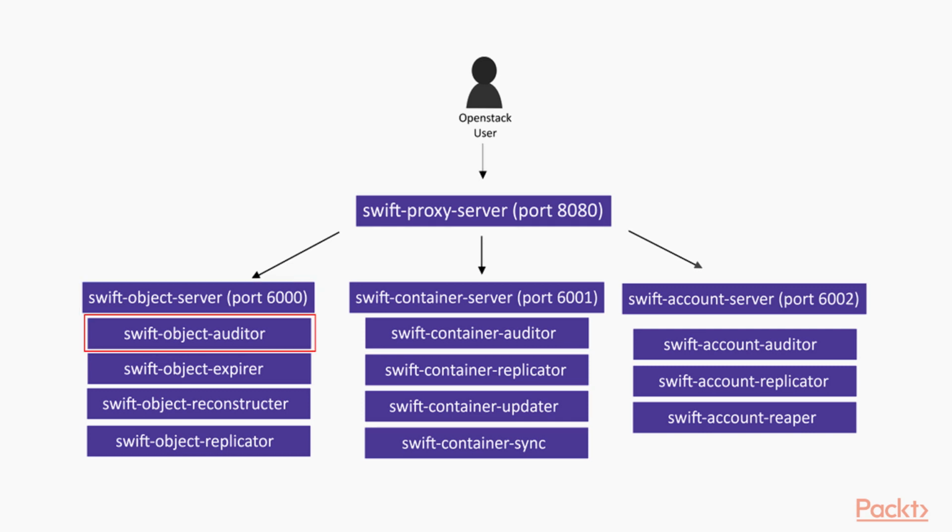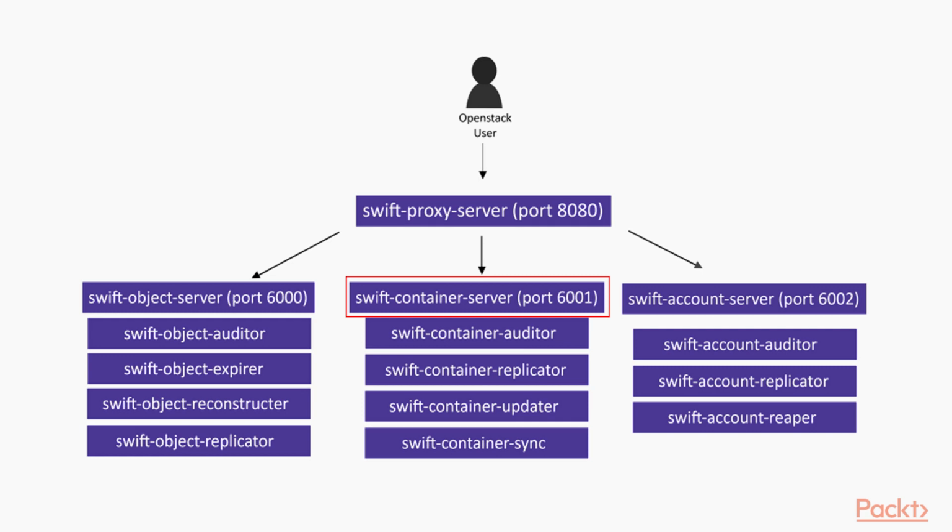Next is Swift Object Auditor. This crawls the local object systems, checking the integrity of objects. Swift Object Expirer offers scheduled deletion of objects. Swift Object Reconstructor is the daemon for reconstruction of erasure code objects. Swift Object Replicator keeps the system in a consistent state in the face of temporary error conditions such as network outages or drive failures. The replication processes compare local data with each remote copy to ensure that they all contain the latest version. Swift Container Server handles the listing of objects within a particular container.